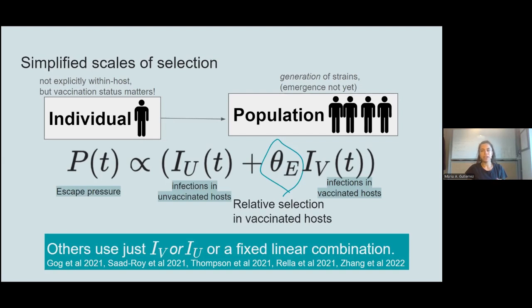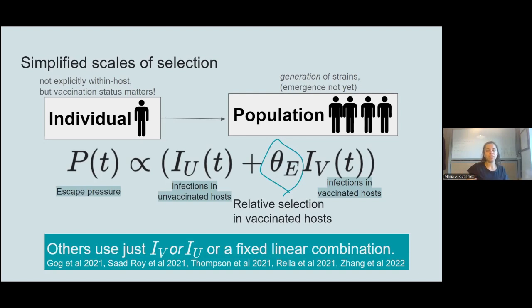And then we can think that the more infections we have, the more likely there is a mutation, and that mutation leads to an escape strain, like maybe Omicron was to some extent escaping the population immunity. But the key idea here is that we have two types of hosts, vaccinated and unvaccinated, and there might be different levels of selection in unvaccinated individuals or vaccinated individuals.